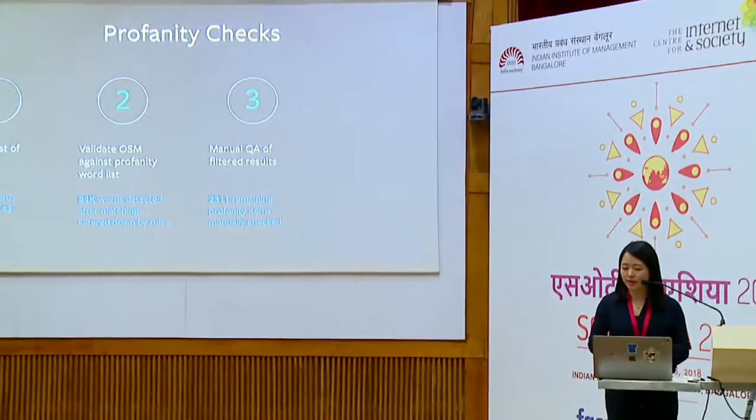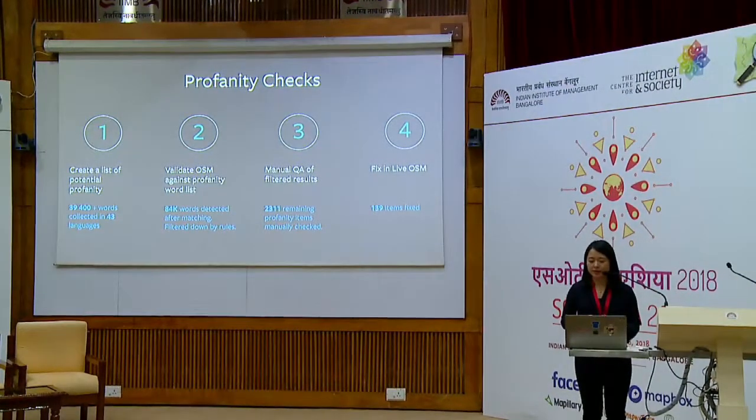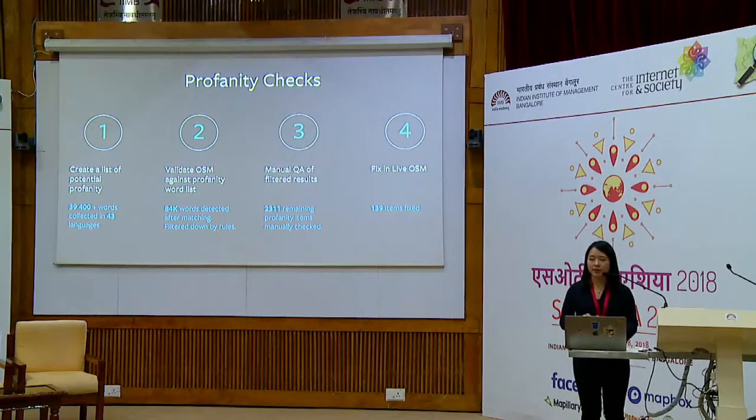We then ran the list against the planet PBF file and found that there are 84,000 matches, specifically for the name tag. So even with in-house editing teams, it's still very hard for us to handle all 84,000 words. So we did some filtering based on different rules. Then we came up with a more manageable list. And eventually, we were so happy to figure out that only 139 of them are actual issues contextually. And we went in and fixed them on live OSM.